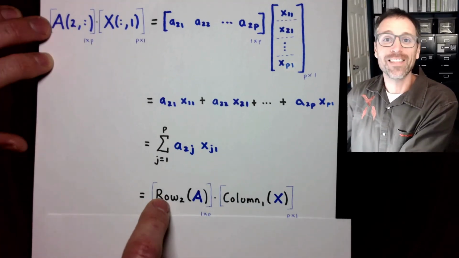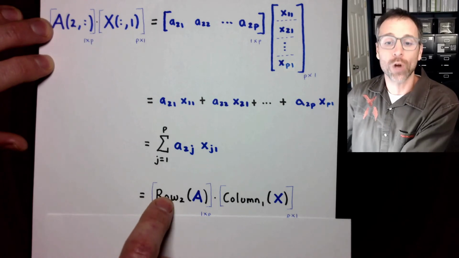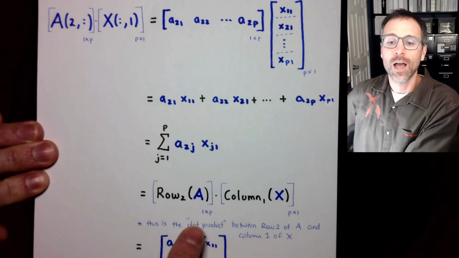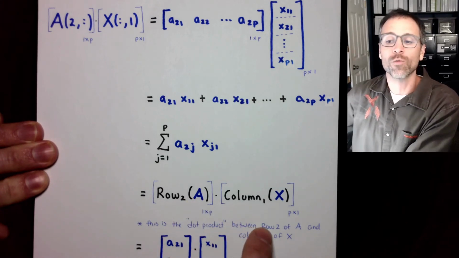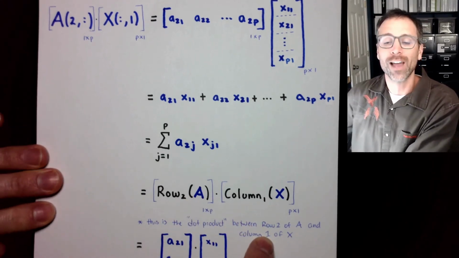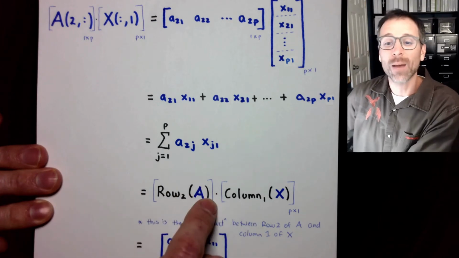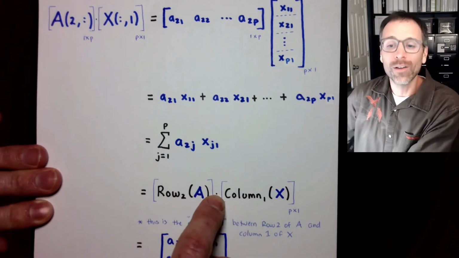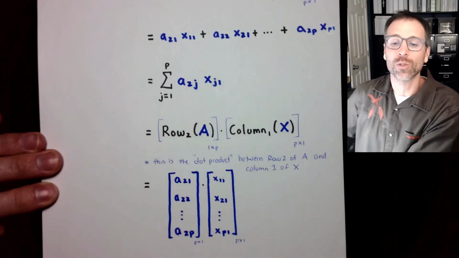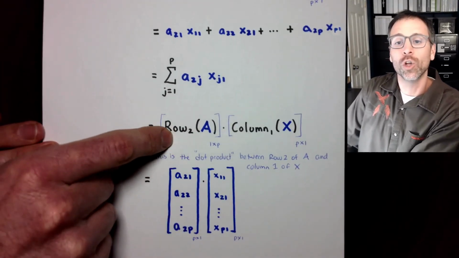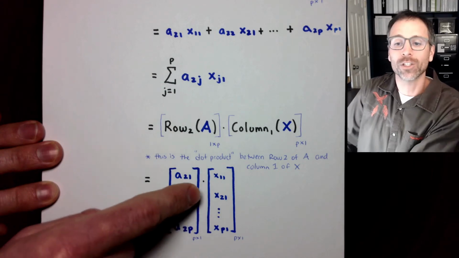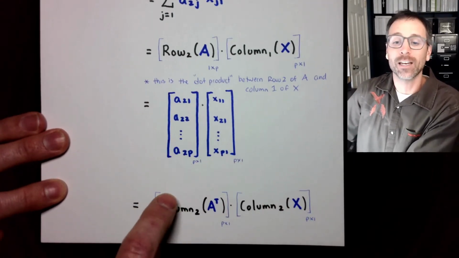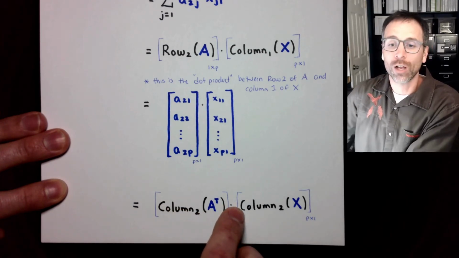We just said that entry 2, 1 of our product is going to be row 2 of the left matrix times column 1 of the right matrix. Notice this is the quote-unquote dot product between row 2 of A and column 1 of X. When we say it's the quote-unquote dot product, we mean this is actually a matrix-matrix product, but it's equivalent to a dot product. What is it equivalent to? It's equivalent to looking at row 2 as a column vector, looking at column 1 as a column vector, and then literally taking the dot product between those two column vectors.